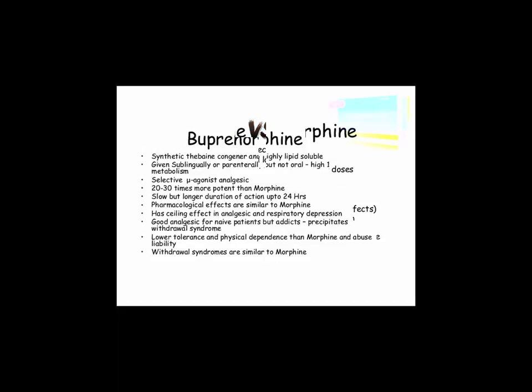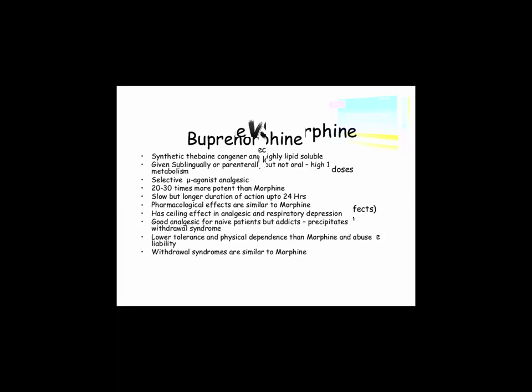Buprenorphine. It's a synthetic thebaine congener and highly lipid soluble. It is given sublingually or parenterally. It's a selective mu agonist, not kappa, 20-30 times more potent than morphine. Slow onset but longer duration of action. Pharmacological effects are very similar to morphine.